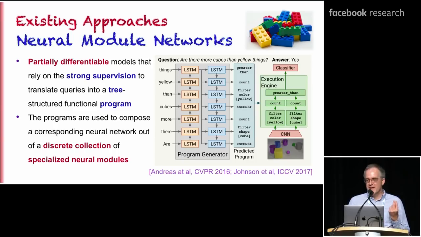And so what you're doing is a two-stage operation. The first stage is that you use a sequence-to-sequence model to translate the English form text back into the functional program using the strong supervision. And then the second phase is actually the neural module network, where you use the functional program to piece together custom neural network pieces. So there's a discrete collection of specialized neural modules for doing things like selecting, filtering, counting, comparing, and they're stitched together based on the functional program, and then they run.